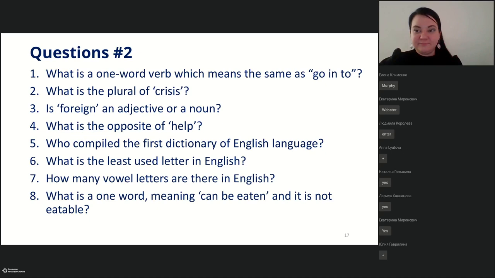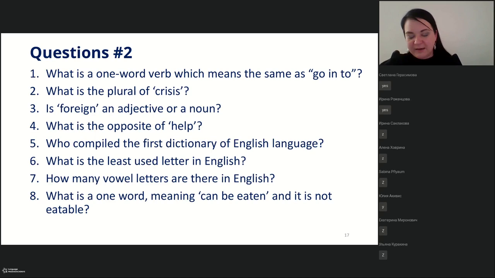To get some new background knowledge, and to make it a little bit more interesting, question number six. What is the least used letter in English? Z, fantastic. So it's either Z or Q.